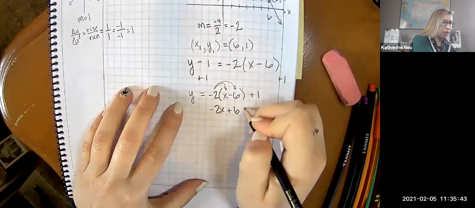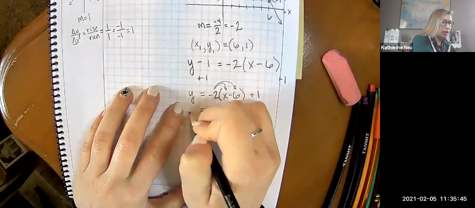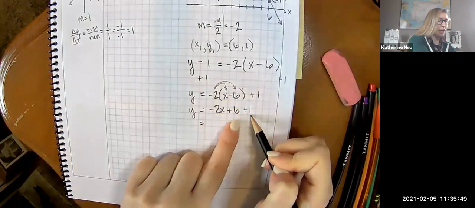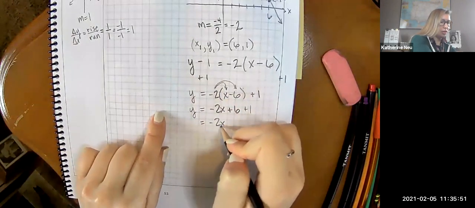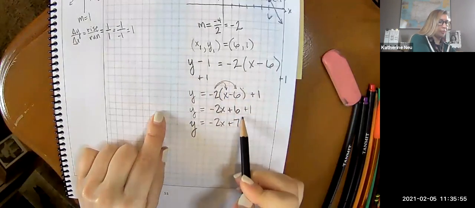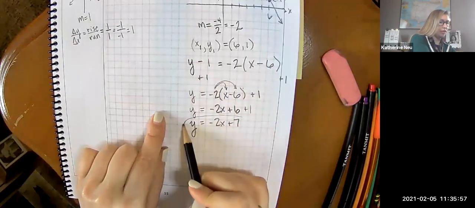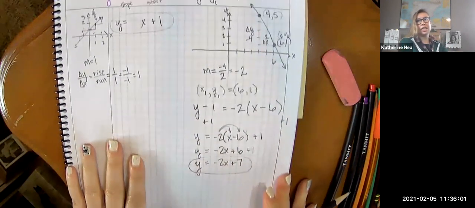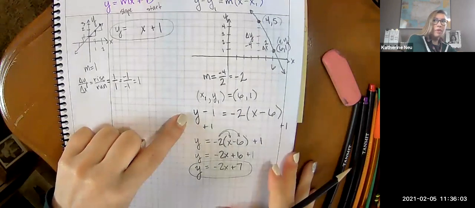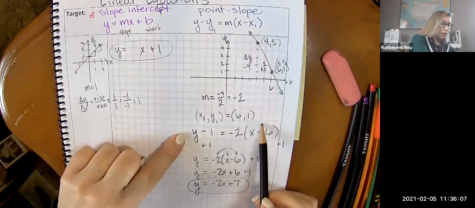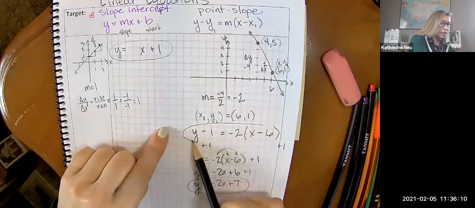Negative times negative is a positive. And then clean it up. I can add like my like terms. And boom, there it is in my favorite form, the slope intercept form. And so you can see the point slope form is really the slope intercept form in disguise.